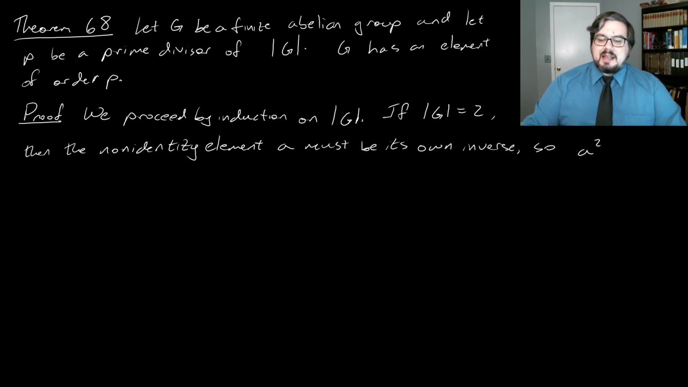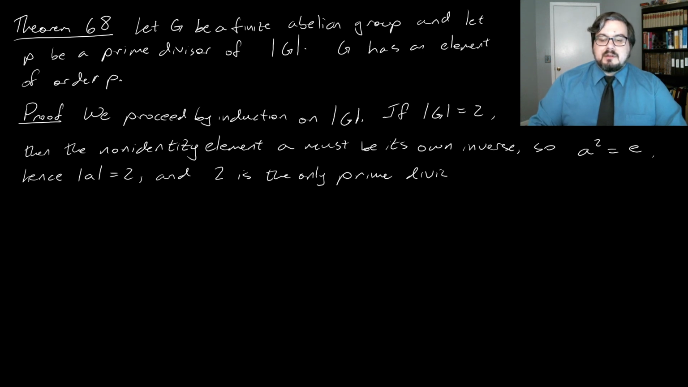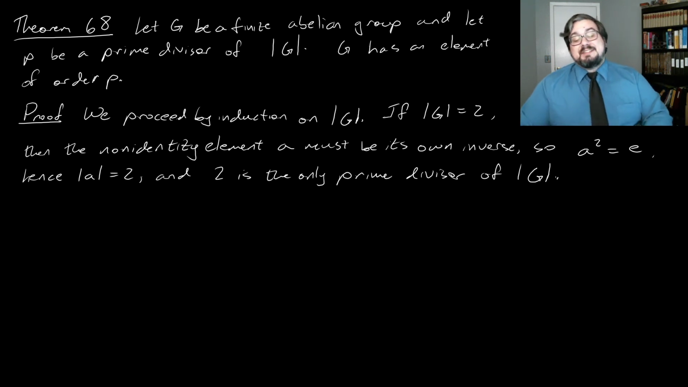So that means that A squared is equal to the identity, hence the order of A is 2, and 2 is the only prime divisor of the order of G. So if the order of G is 2, then its only prime divisor is 2 itself, and there is an element in G of order 2. You just take the only non-identity element in the group.